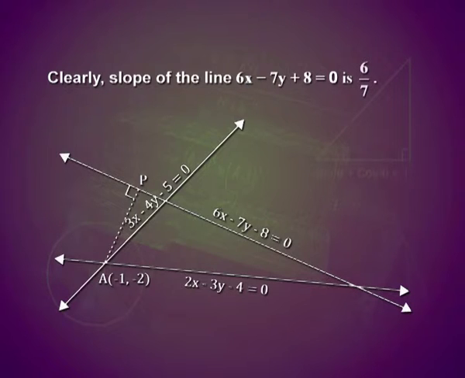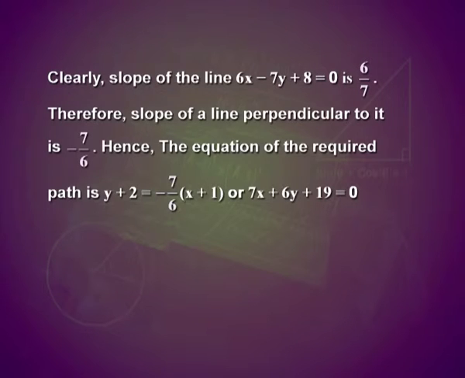Clearly, the slope of the line 6x minus 7y plus 8 is equal to 0 is 6 upon 7. Therefore, the slope of a line perpendicular to it is minus 7 upon 6. Hence, the equation of the required path is y plus 2 is equal to minus 7 upon 6 into x plus 1. On simplifying, we have 7x plus 6y plus 19 is equal to 0.